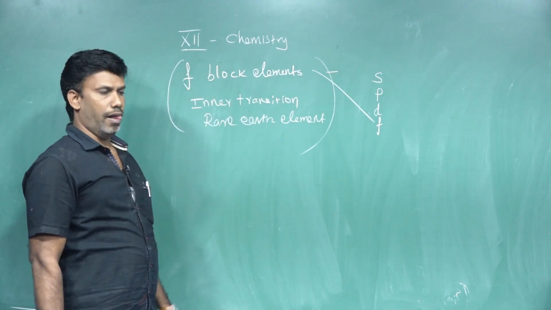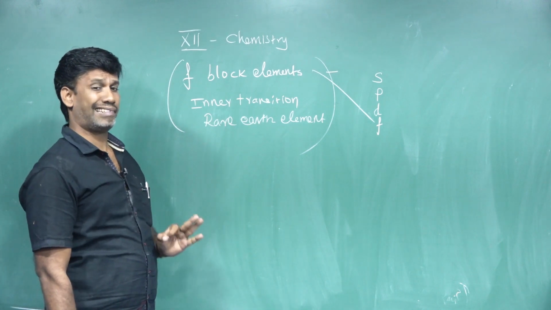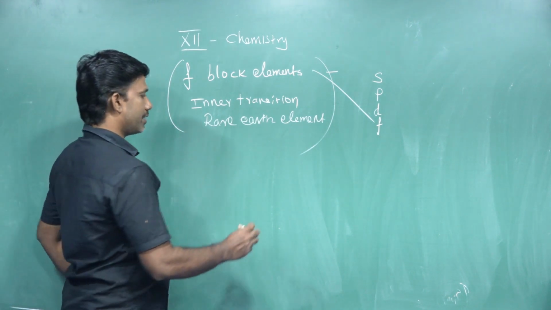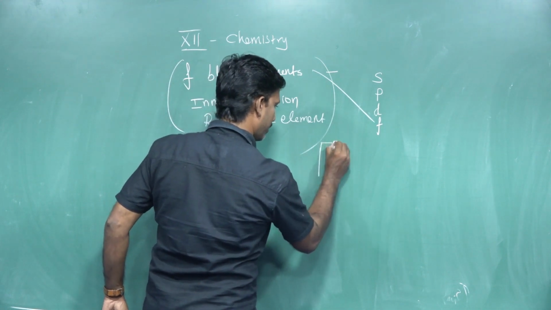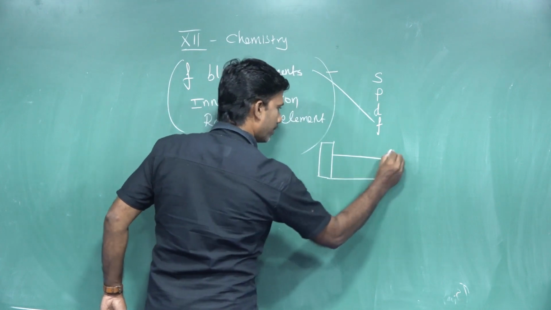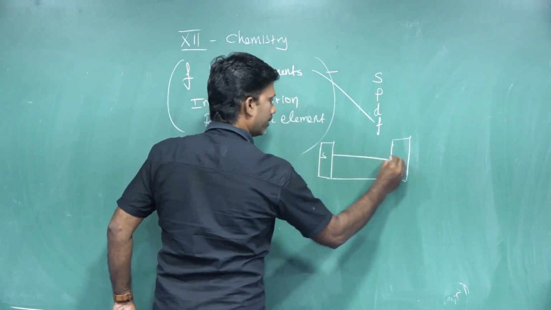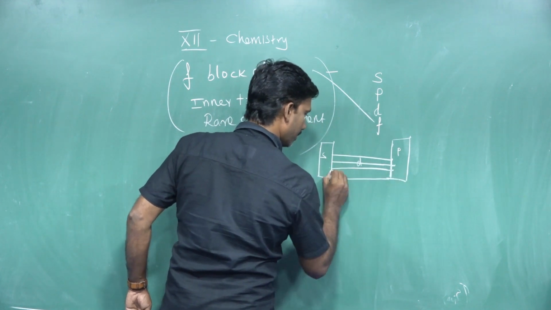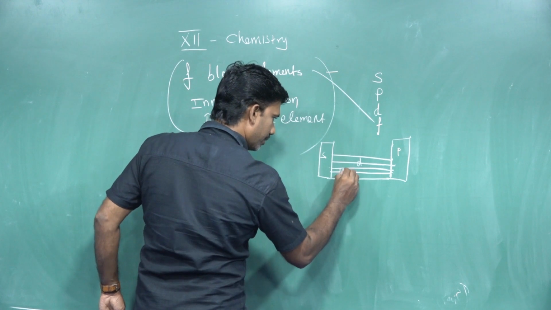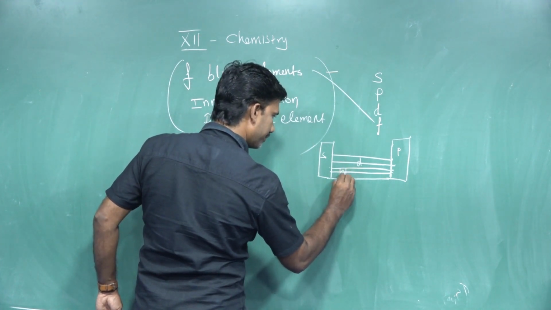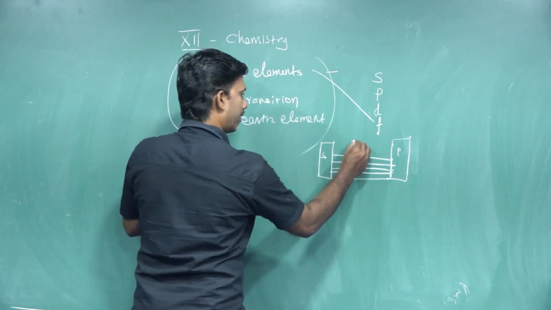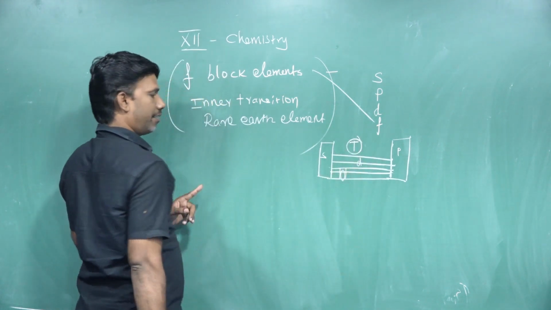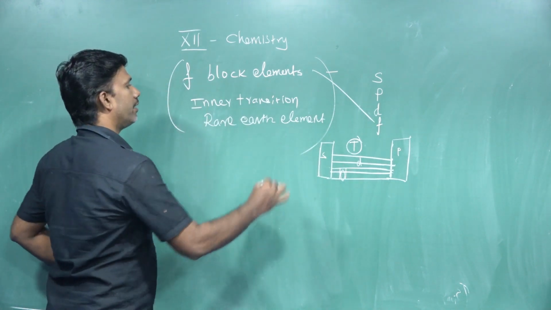Then inner transition elements. You know very well, d block elements are called transition elements, but f block elements are called inner transition elements. Why? Because they are inside the transition series. You know the outline of the periodic table. It will be like this: s block, p block, d block. Here, the location of the f block elements is here. The d block elements are the transition metals, and the f block elements are located inside, in the inner part of the transition elements. That's why they are called inner transition elements.